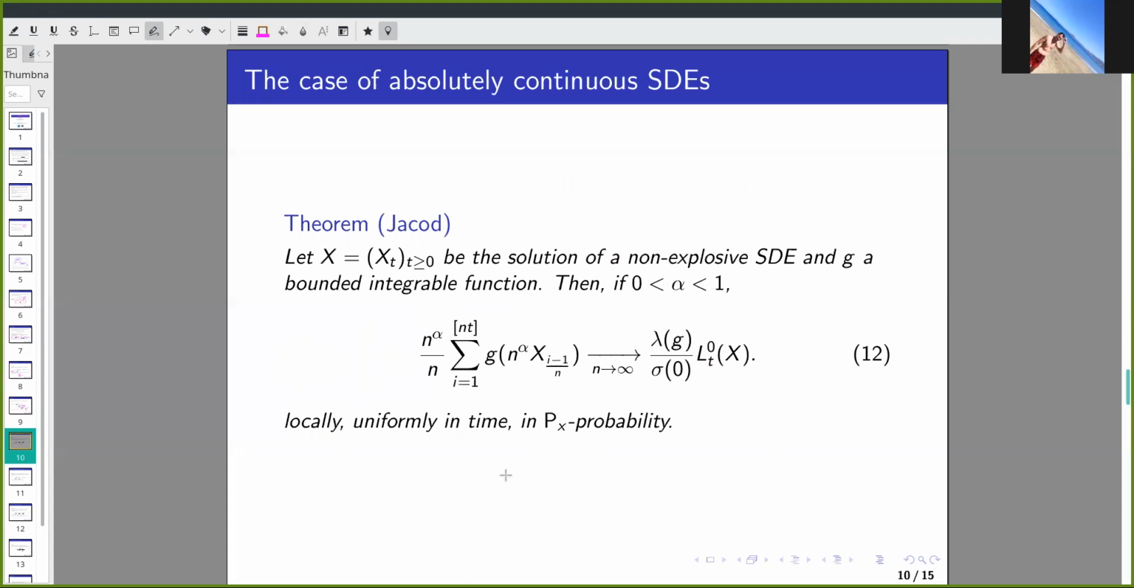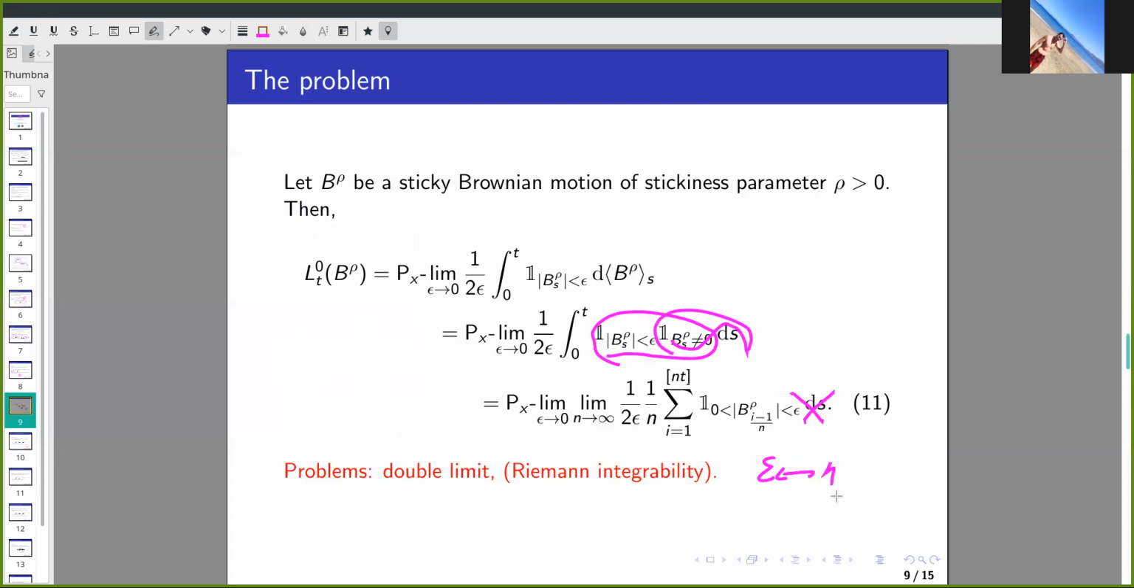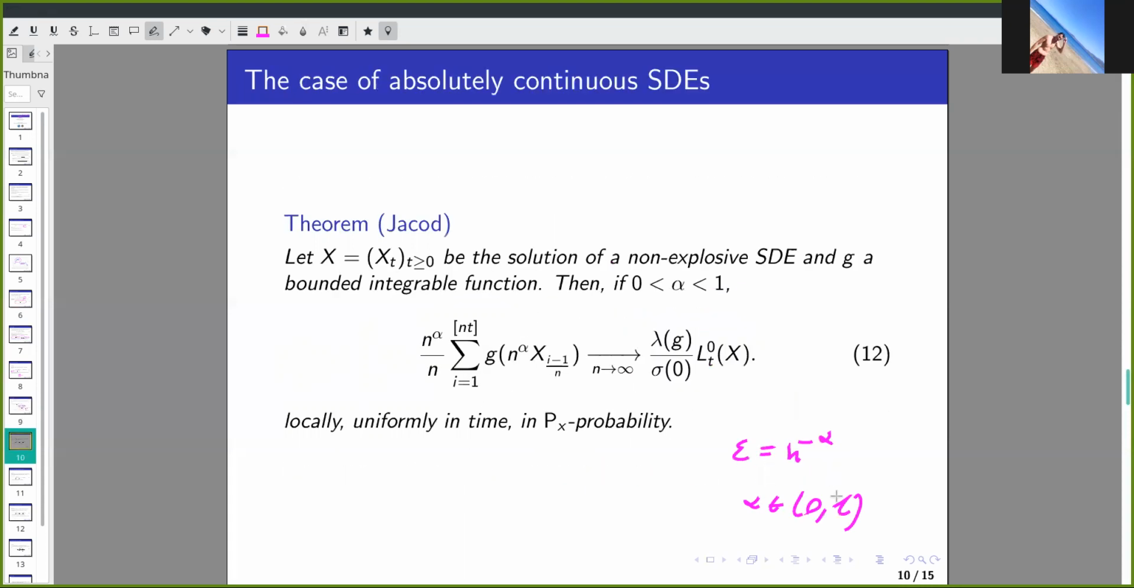What happens is that if epsilon equals n to the power minus a, for a between 0 and 1, then the aforementioned thing converges to the local time. Actually, it's a more general result. We take a test function g, and if it's integrable and we have this condition on alpha, we have this convergence to the local time.